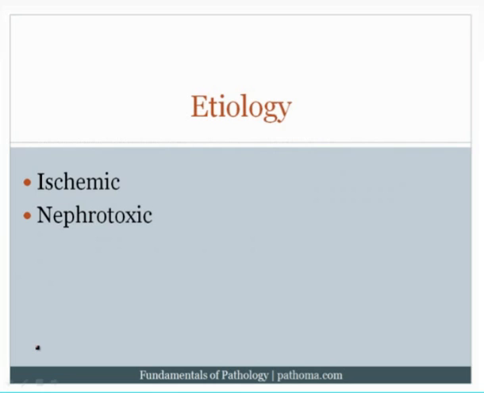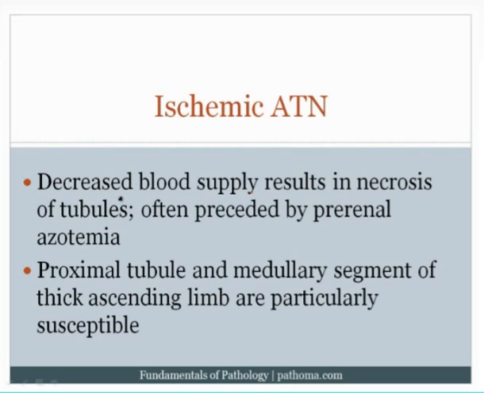Now when we have acute tubular necrosis, there are two major etiologies. There's an ischemic etiology and a nephrotoxic etiology. In ischemic acute tubular necrosis, we decrease the blood supply, and that's what results in the necrosis of the tubules. Now recall that the tubules are particularly dependent on blood supply because of the amount of work that they have to do. So there's a tremendous amount of ATP that's required by the tubule, especially the proximal renal tubule, along with the medullary segment of the thick ascending limb. These are particularly susceptible to ischemia. Now note here one last thing, and that is in ischemic acute tubular necrosis, it's usually going to be preceded by pre-renal azotemia. You decrease the blood flow, you get a pre-renal azotemia.